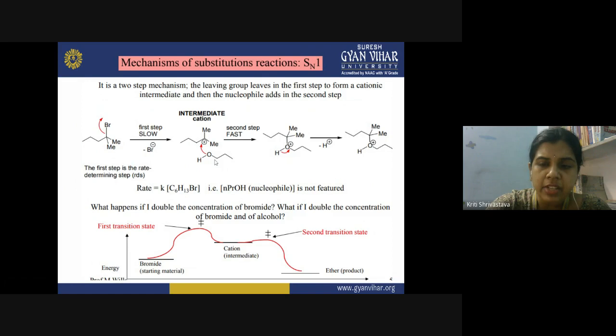Let us see the potential energy diagram. So this is the first transition state, which is formed when the intermediate cation is formed. Then this cation is your intermediate, having a little lesser energy, because it has a bit longer life as compared to the two transition states. Then your second transition state is formed, which is accompanied by the attack of the nucleophile. So another transition state is formed, and then finally we get our product, the substituted ether.